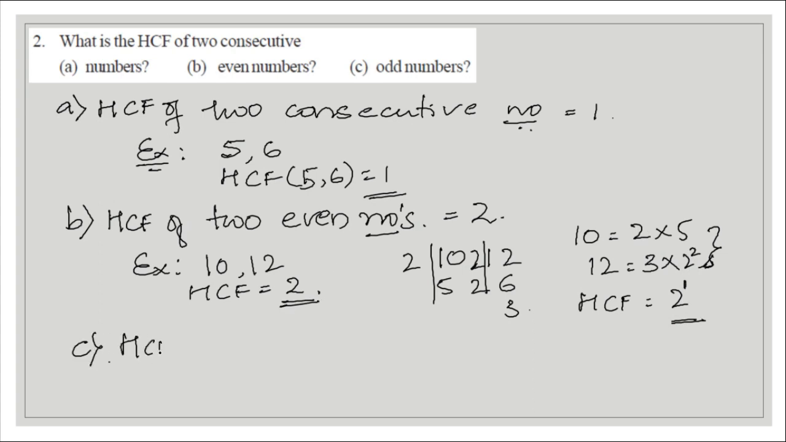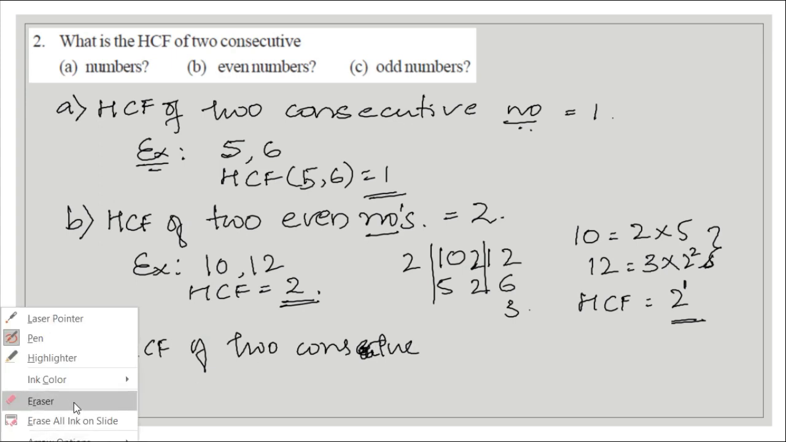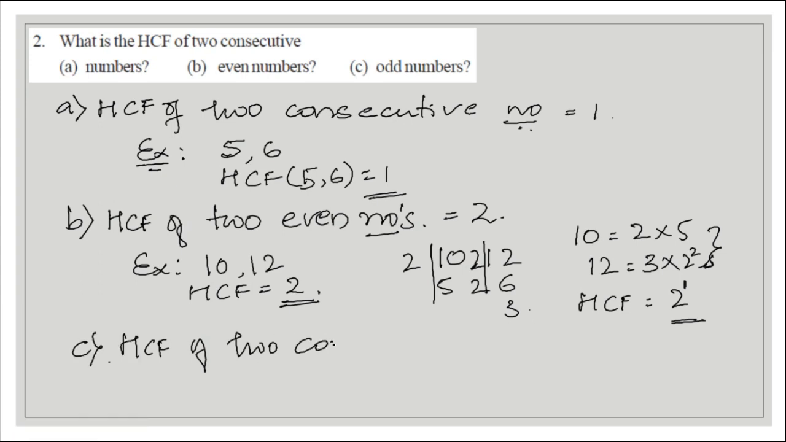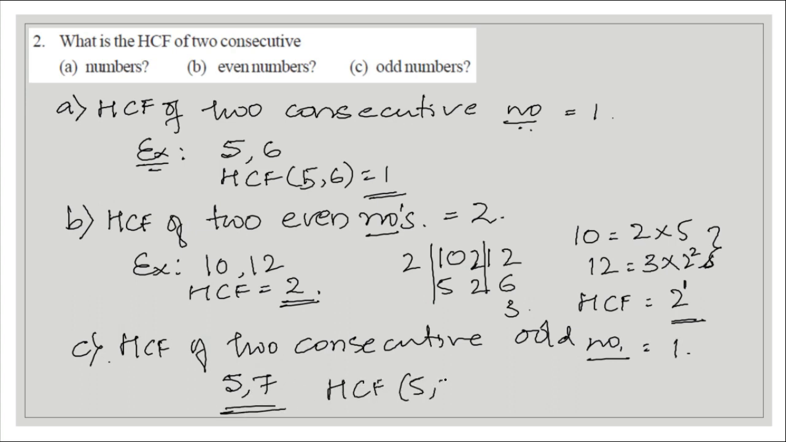Part c. The highest common factor of any two consecutive odd numbers will be 1. If I consider 5, the next consecutive odd number is 7. The highest common factor of 5 and 7 is 1. This holds true for any two consecutive odd numbers.